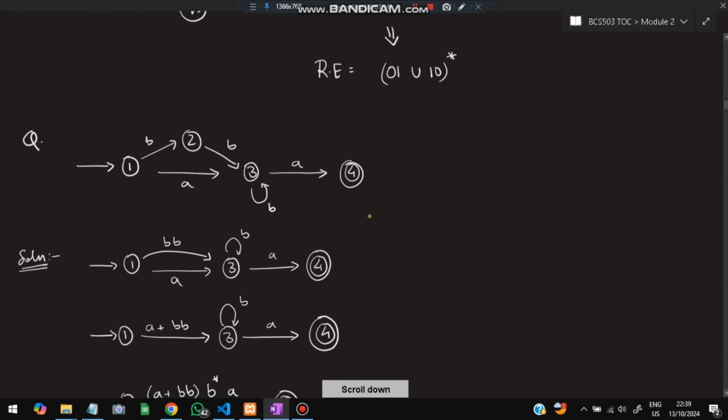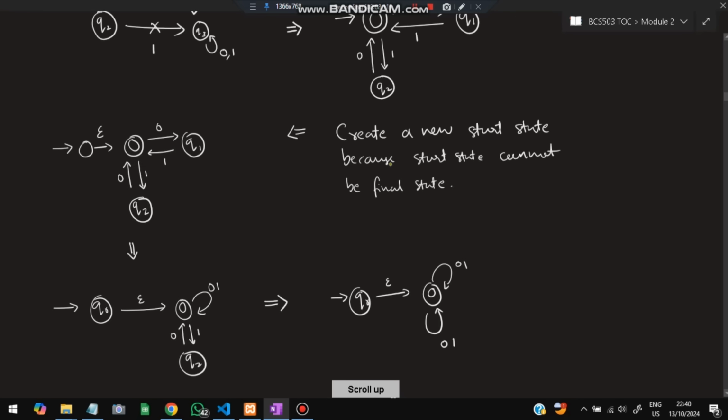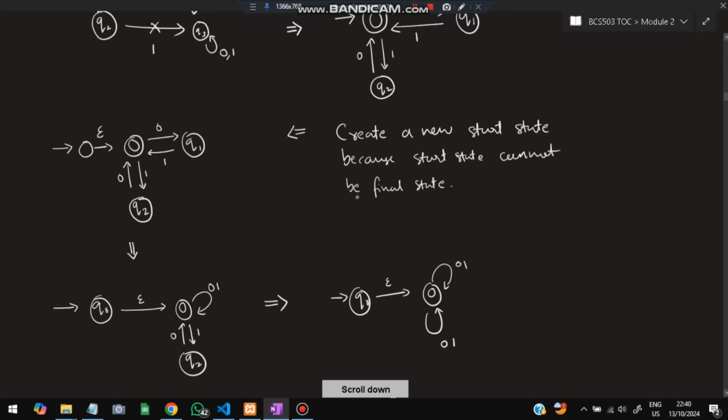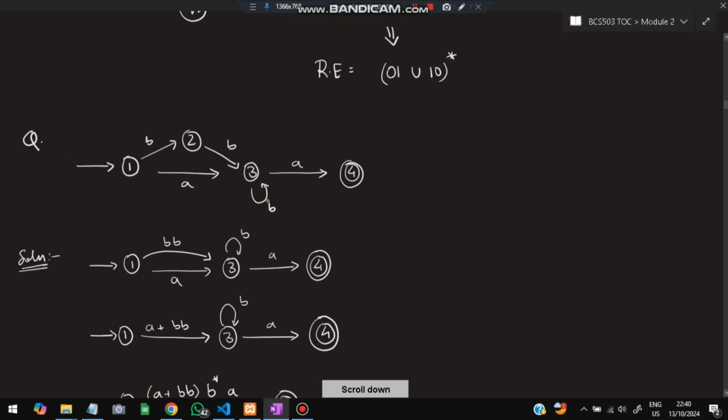Let's see another example. Here this diagram is given. The first step is to check if there is any dead state or not. Is there any dead state? No. From every state, there is an outgoing node. If there is an outgoing node, that is not called a dead state. In a dead state, there will be no outgoing nodes. As you can see here, in this dead state, there were no outgoing nodes. No node is coming out of this one. Even if it is coming, it is a self loop, that does not count. So here no such state is there where outgoing is not there. So all the states are normal states.